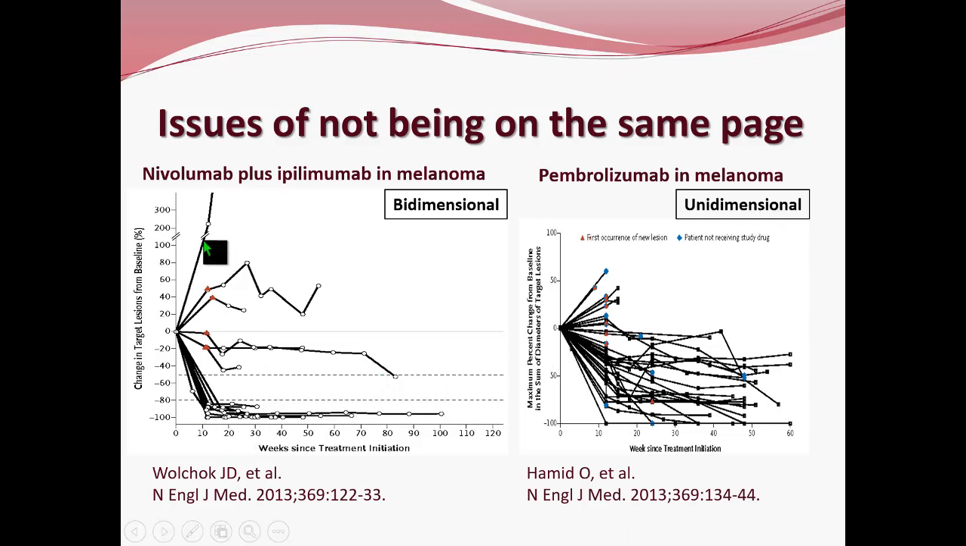Is this one shrinking tumor more, or is this one progressing tumor more? There is no way to compare them in a rigorous fashion, because this trial used bidimensional measurement based on WHO and irRC, while this one used unidimensional measurement based on RECIST. So there's no way to compare these two trials, making direct comparisons very difficult.